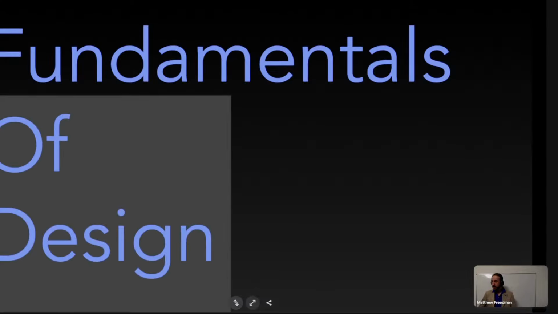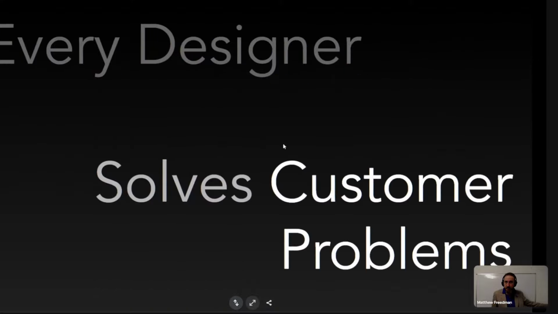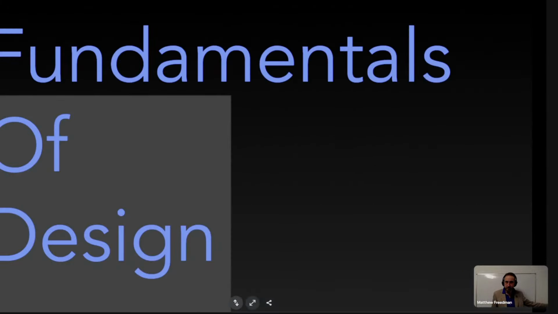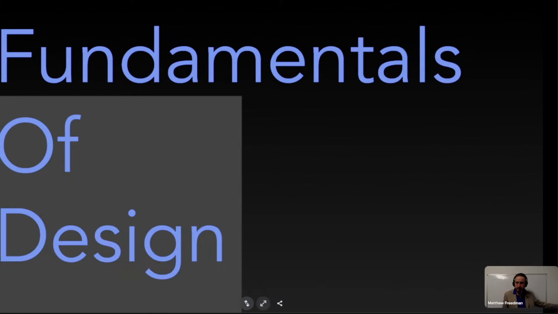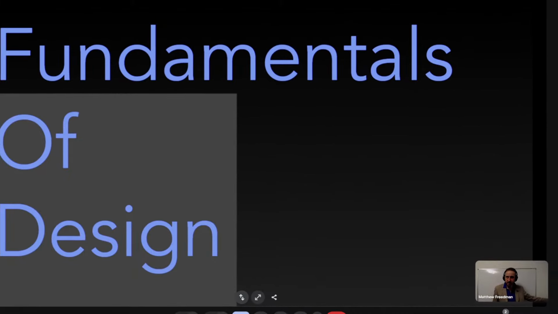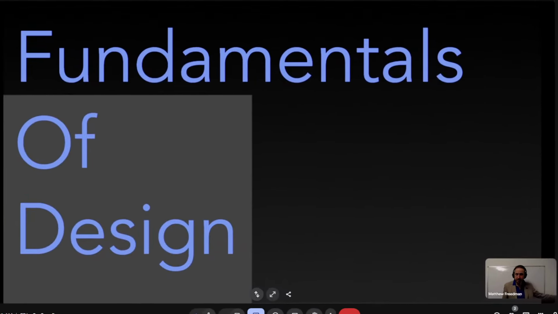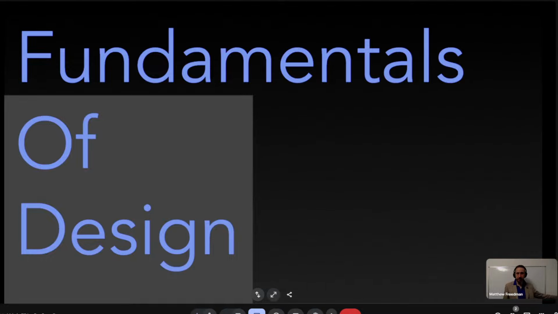All right, got fundamentals of design. You know what? My screen is slightly misaligned here. Just a second here. Give me a second. There we go. Okay, great. Okay, fundamentals of design.